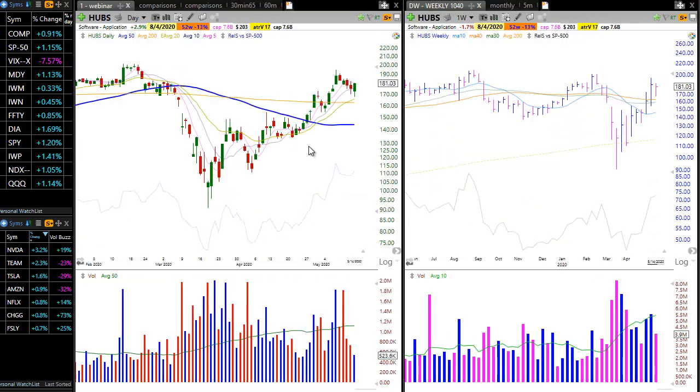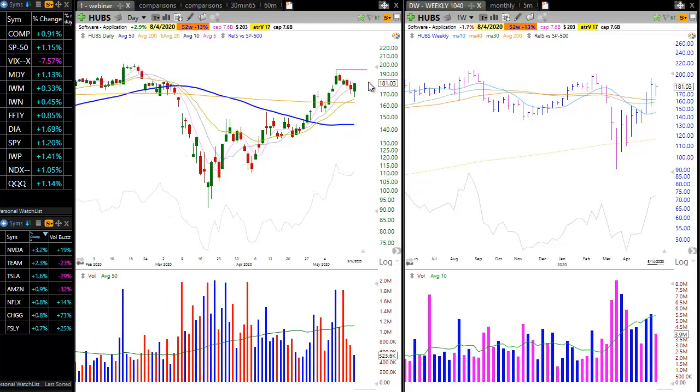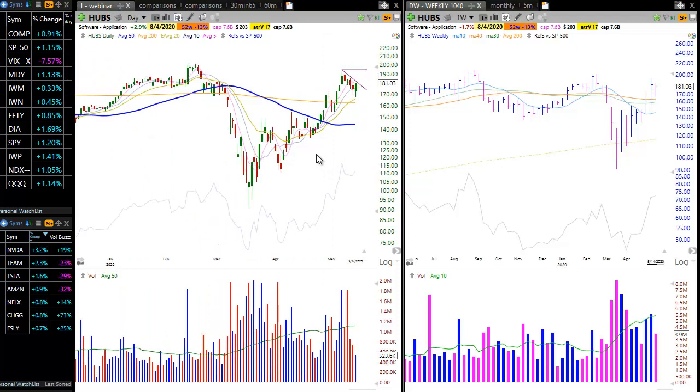And the last stock of the night is HUBS, Hubs. Another stock that's forming a nice cup with handle-like pattern. Can be bought over the handle high or earlier over the downtrend line. Or use a combination of both. I like to enter earlier if possible and then add to the position as it moves higher through the handle.